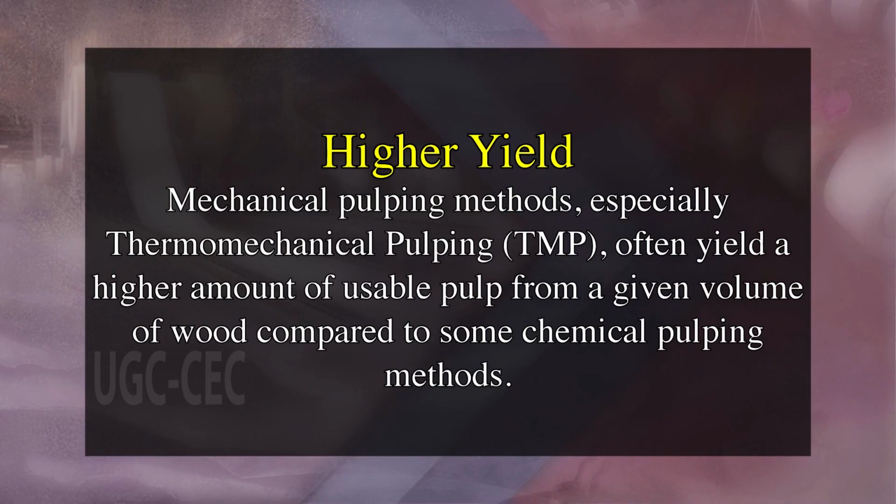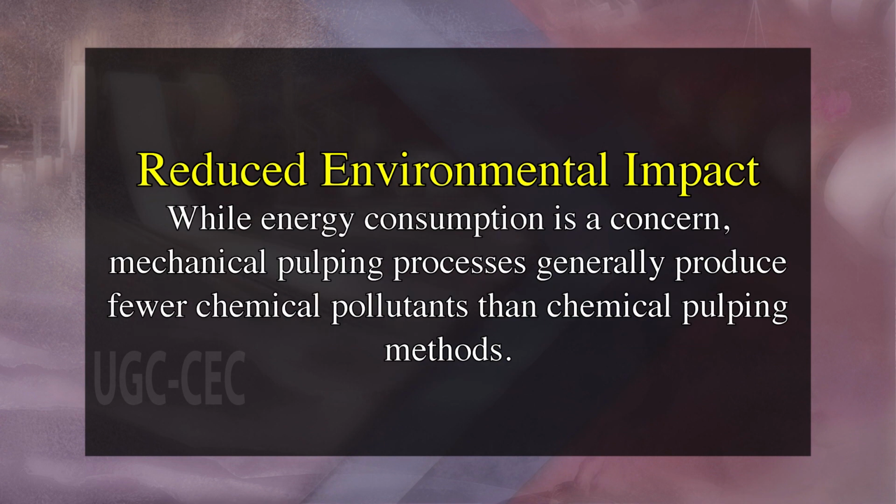Higher yield. Mechanical pulping methods, especially thermomechanical pulping or TMP, often yield higher amount of usable pulp from a given volume of wood compared to some chemical pulping methods. Reduced environmental impact. While energy consumption is a concern, mechanical pulping processes generally produce fewer chemical pollutants than chemical pulping methods. The lower use of chemicals contributes to a reduced environmental impact.